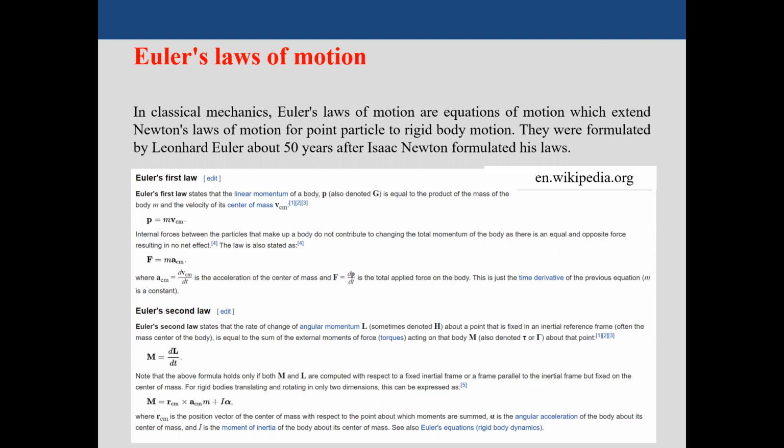The second law states that the rate of change of angular momentum about a point that is fixed in an inertial reference frame, often the center of mass of the body, is equal to the sum of the external moments of force, the torques acting on the body, M, about that point. So the external moment of force, the torque, which is M, is given by dL by dt, which is the rate of change of angular momentum.